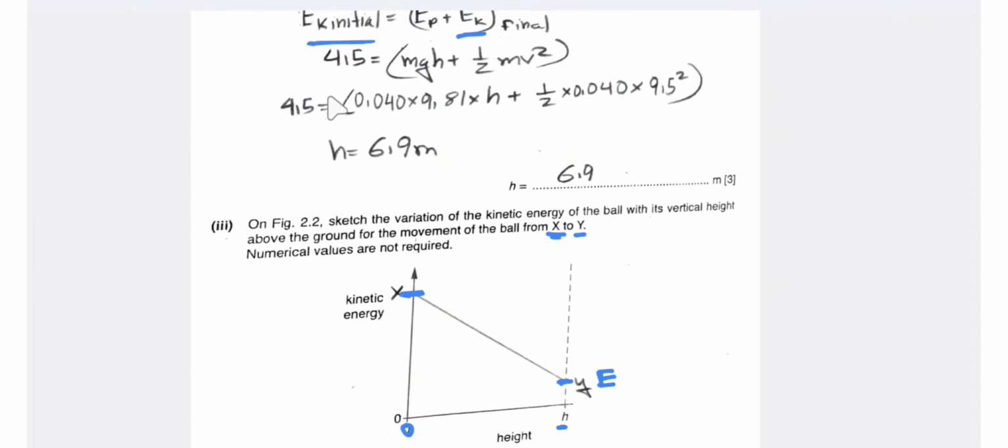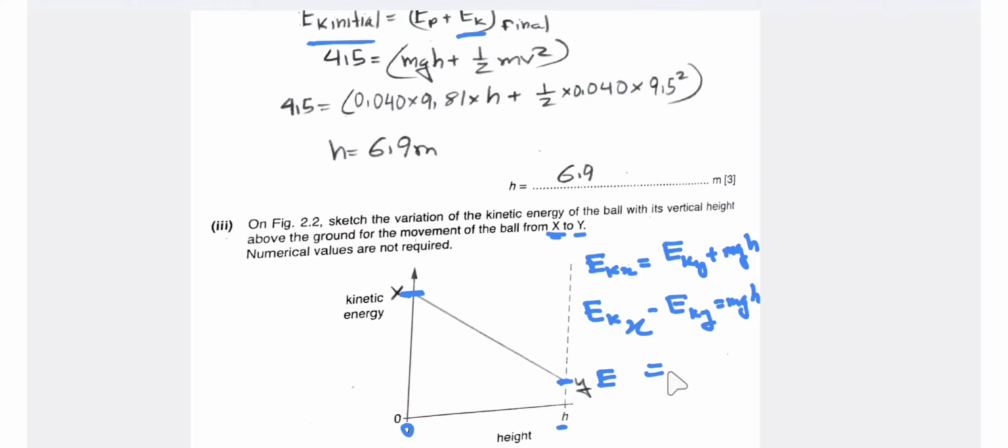And why do we draw the straight line? Because if we consider the initial kinetic energy, then Ekx is equal to the final kinetic energy, that is Eky, plus gravitational potential energy. So we write gravitational potential energy in terms of mgh. So kinetic energy at point x minus kinetic energy at point y is equal to mgh. Now we can simplify this equation and express it in terms of h, that is height would be kinetic energy at x minus kinetic energy at y, divided by mg.